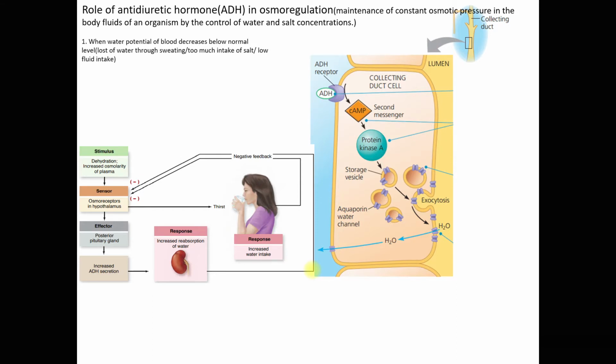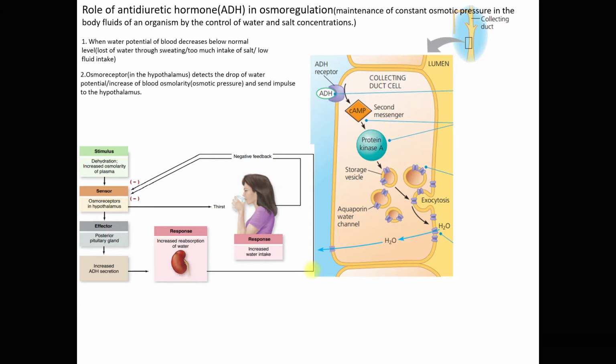Let's say there is a huge loss of water, or low water intake, low drinking water intake or low fluid intake. So when you are sweating too much, or there is too much intake of salt in your diet, or low fluid intake, low water intake, this will cause the water potential in your blood to decrease or fall below the normal level, right?